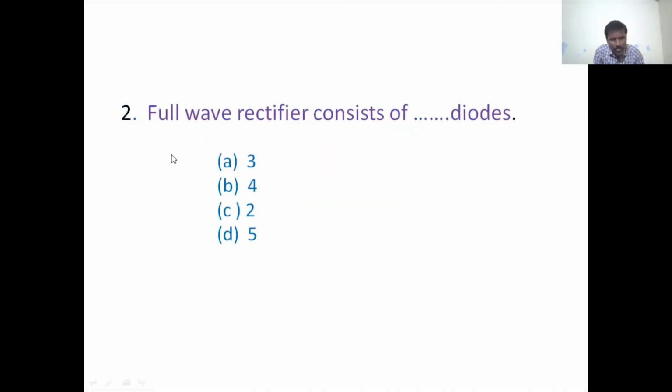Second one: a full wave rectifier consists of dash diodes. Option A 3 diodes, option B 4 diodes, option C 2 diodes, and option D 5 diodes. A full wave rectifier consists of 2 diodes only. Sometimes it consists of 4 diodes, but in our syllabus there is only the full wave rectifier with 2 diodes.